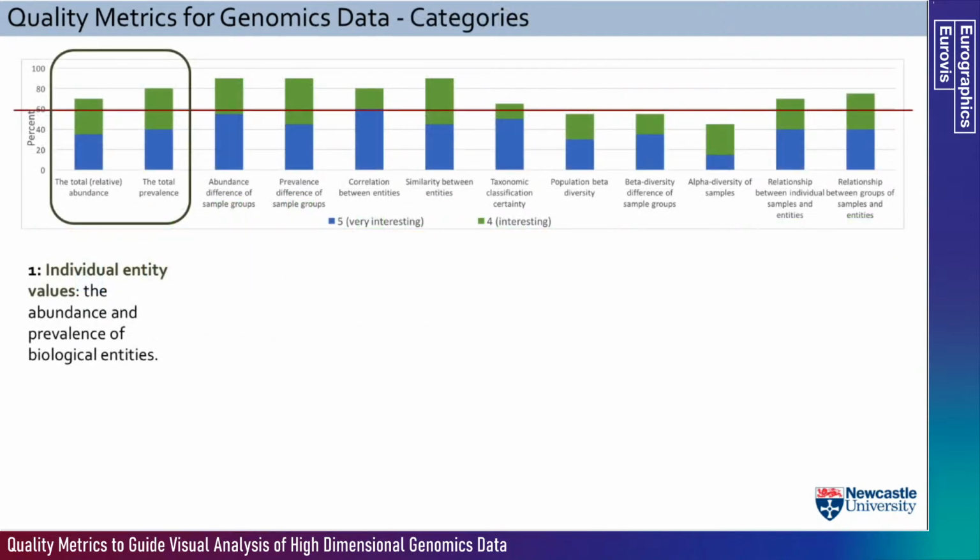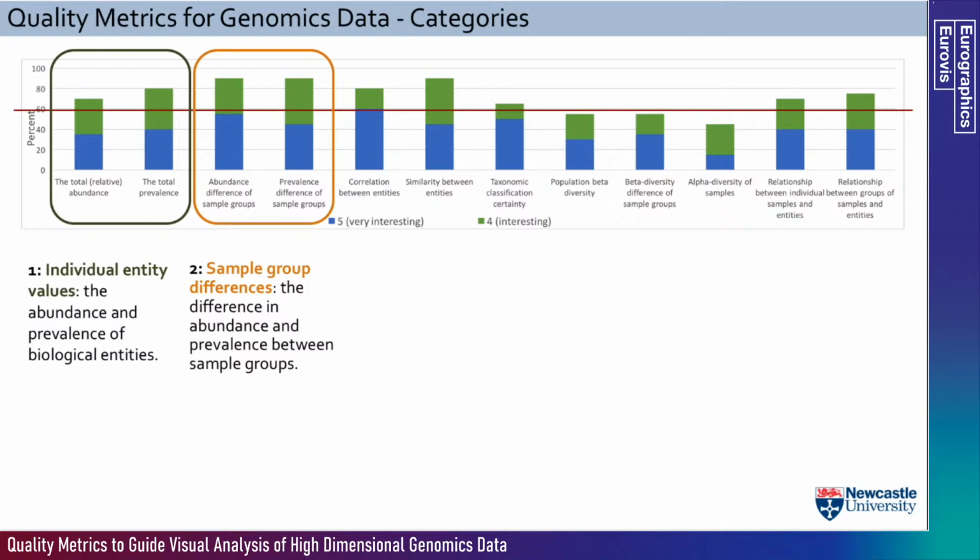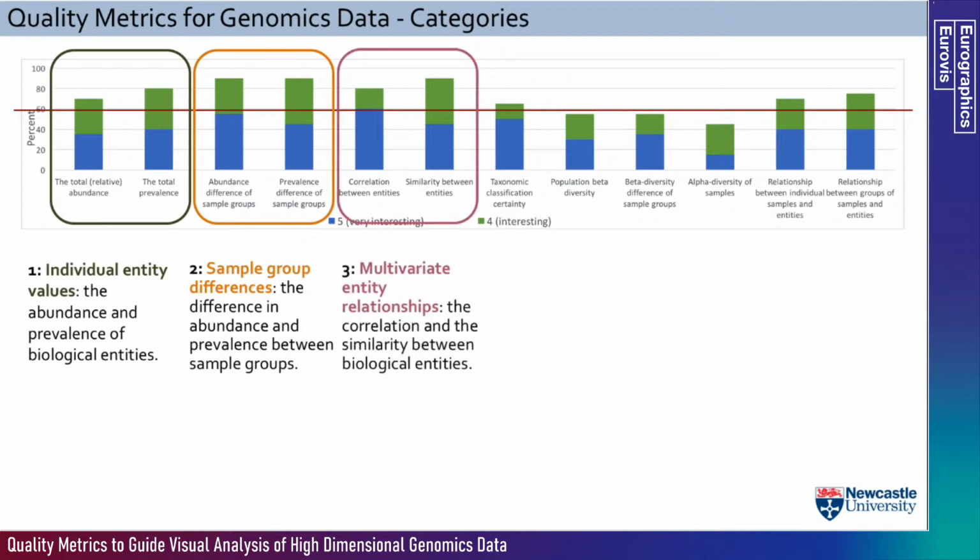So the first one is the abundance and prevalence of biological entities, looking at the individual entity values. Second one being the difference in abundance or the difference in prevalence between different sample groups. Third, looking at multivariate entity relationships, which is the correlation and the similarity between different biological entities. Fourth one is related to the biological hierarchical taxonomy.